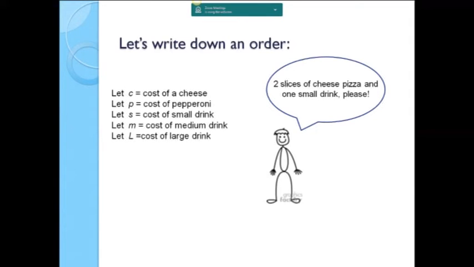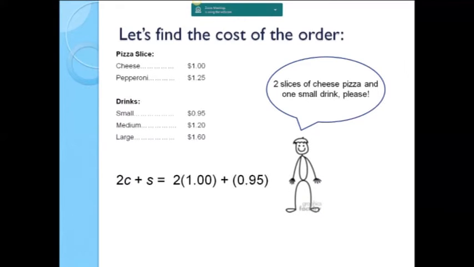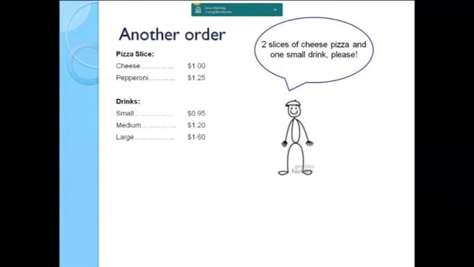Suppose I want to order 2 slices of cheese and a small drink. The expression 2C plus S represents the cost of the order. So let's find the cost of that order by substituting the values in for the variables. But when giving an answer, I want to make sure to use the dollar signs.